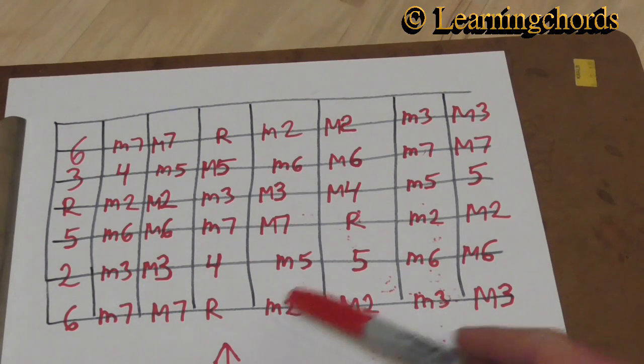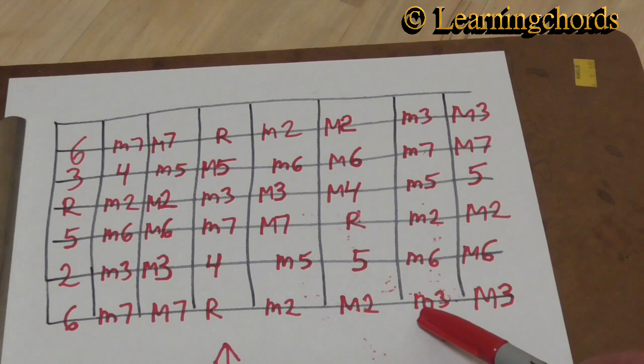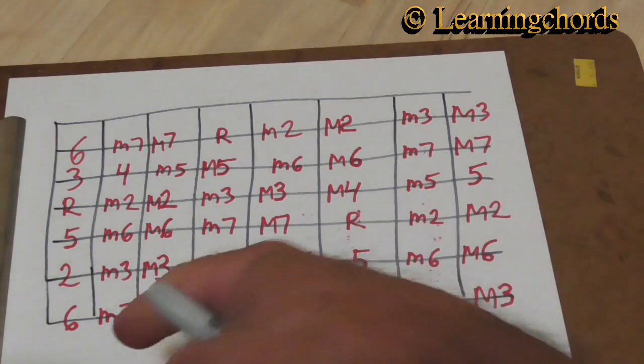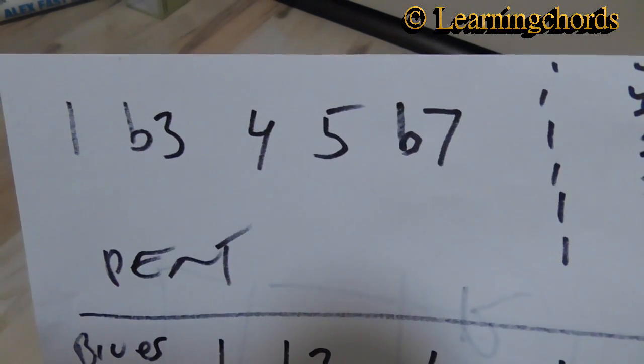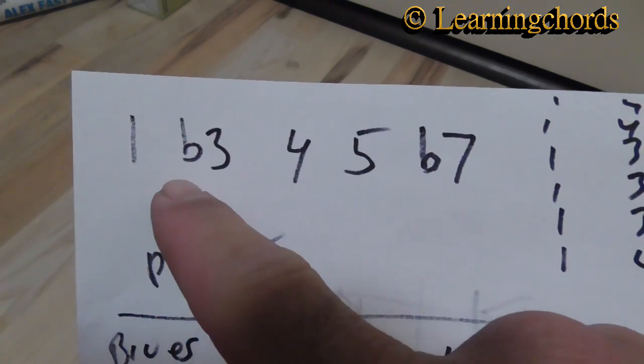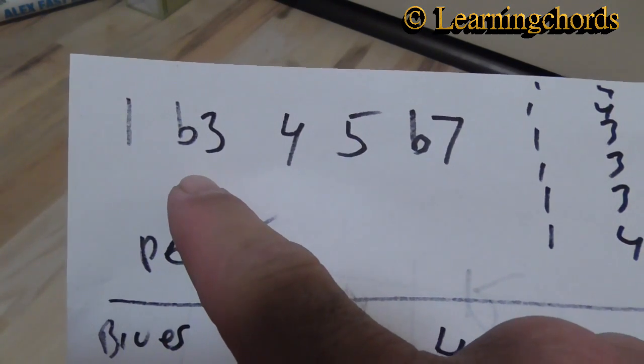flat 3rd, which is a minor 3rd. You're going to see this written mostly in flats, and you're not going to see it written in minors and majors. Let me show you what you're going to see. Here we have the pentatonic scale. Now you're going to see it written as a flat, which is the B over here. You're going to see it as a B flat, as a minor 3rd.